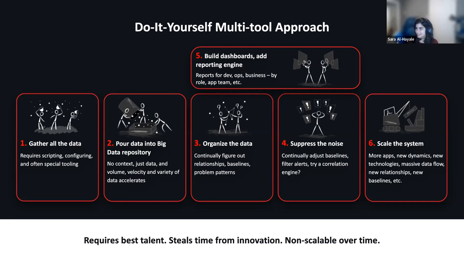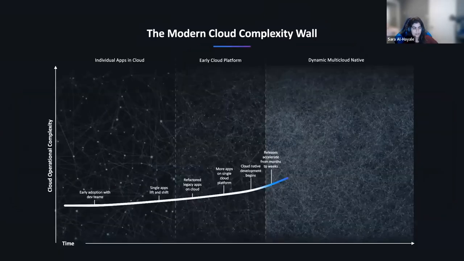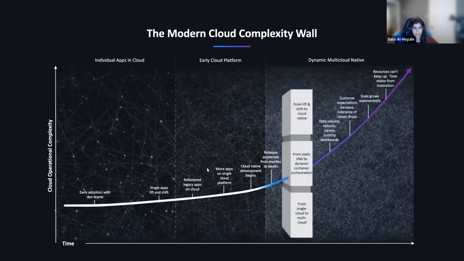And then once that's done, you have to repeat it and you have to scale it for another application or a new technology that's brought in or a new dependency that's built out or anything like that. And that becomes an issue as we move up to the cloud, because at a certain point, as you know, there's early adoption in the teams, it's not really much of an issue. We have single apps that are being lifted and shifted. It's fine. But as we move further and further into the dynamic multi-cloud and being native to the cloud, this becomes an issue because the scale of the resources that are being used, the issues that are popping up, the events that are coming through just cannot be handled by a manual person.